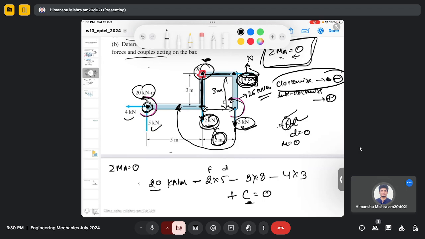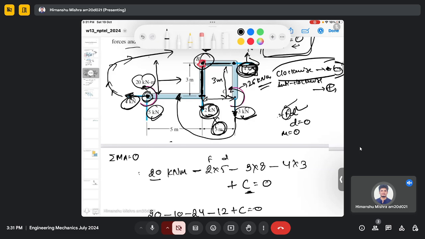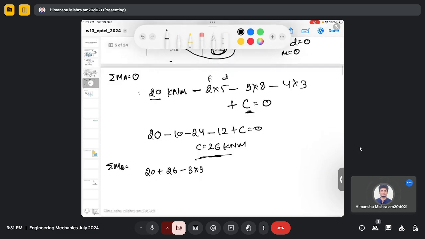Then these two forces will again create a moment. Earlier these two forces were not creating any moment about point A, but these forces now create a moment about point B. So this 4 kilonewton force, which is in the horizontal direction, the perpendicular distance is this, which is 3 meter, and it is rotating in this direction, which is the clockwise direction. So it's a negative moment about point B, so it's minus 4 multiplied by 3.